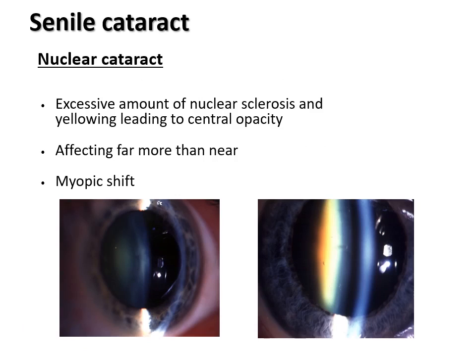The nuclear cataract results from excessive amount of nuclear sclerosis and yellowing, which causes central opacity. The progress is slow, and it interferes more with distance than near vision. In early stages, it causes a myopic shift, and in time the lens nucleus may acquire a brown color and is called brunescent nuclear cataract. And in time, if the density increases, the color becomes black, and it is then called cataracta nigra.